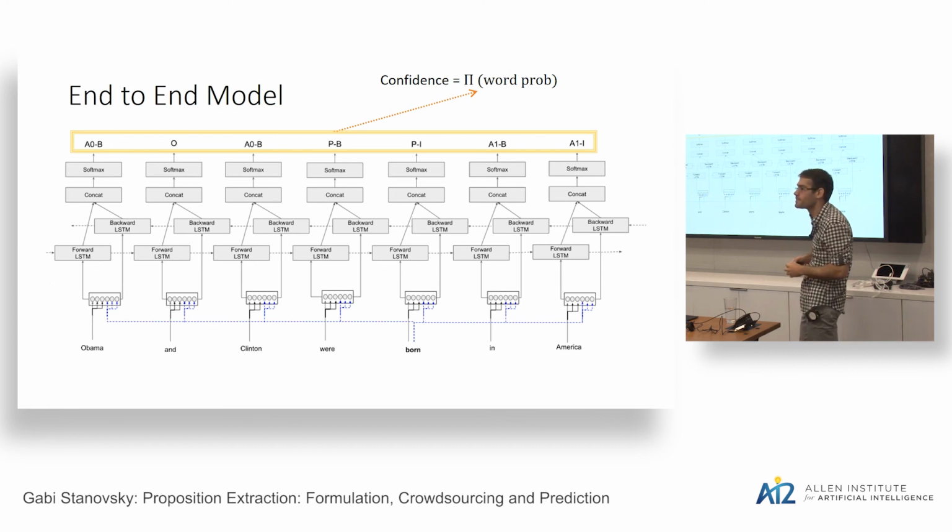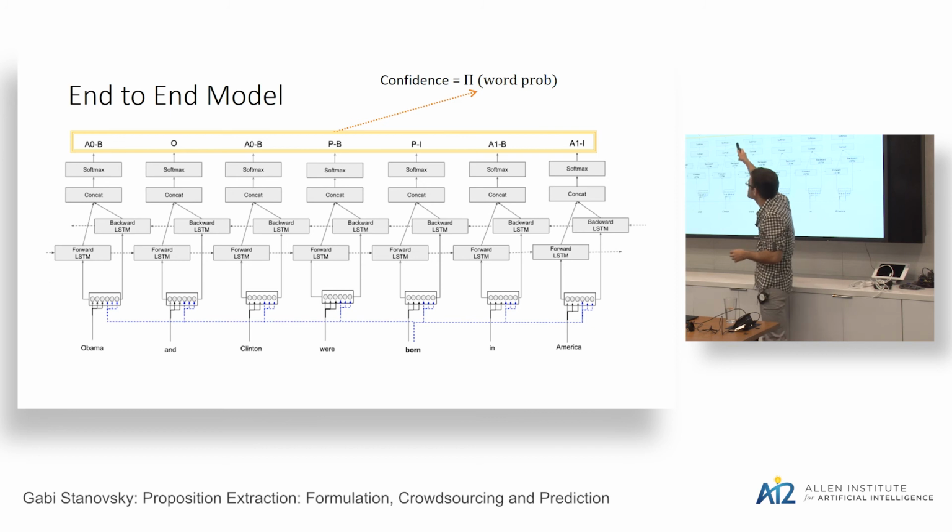Question? You have two extractions from one sentence. How do you handle that? So this is what happens here, actually. This is the confidence of these tags, so they would both get the same confidence. You've got "Clinton was born in America" and "Obama was born in America," and they're both predicted here. Yeah, I agree that future work can find better ways to model this confidence.